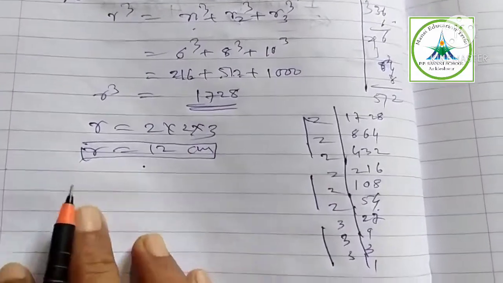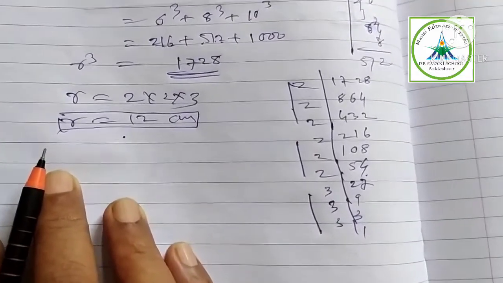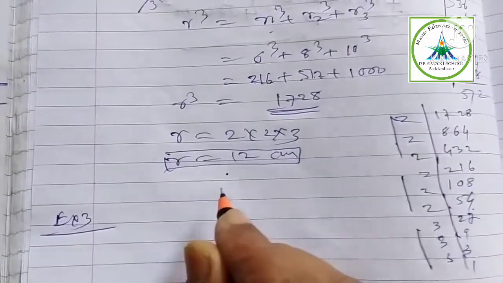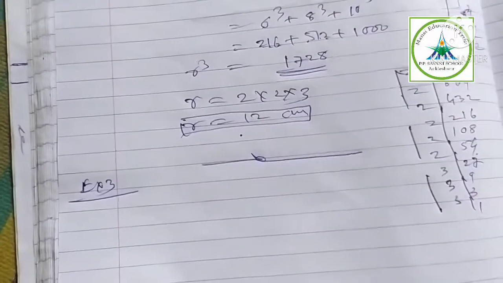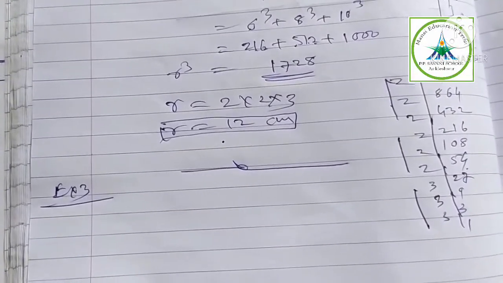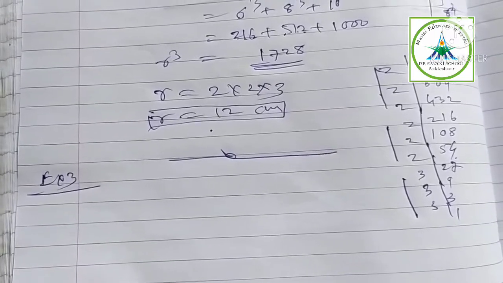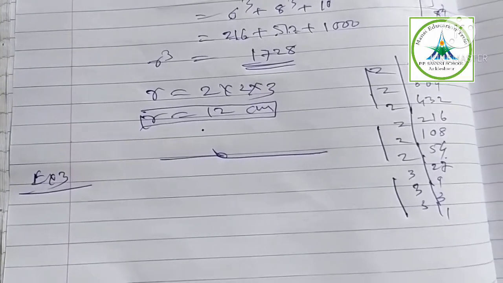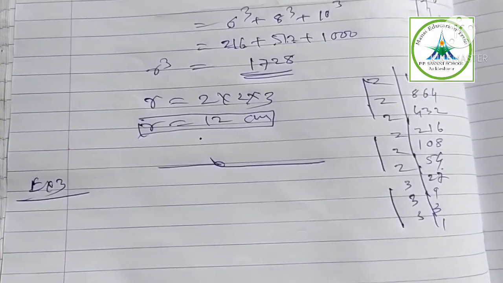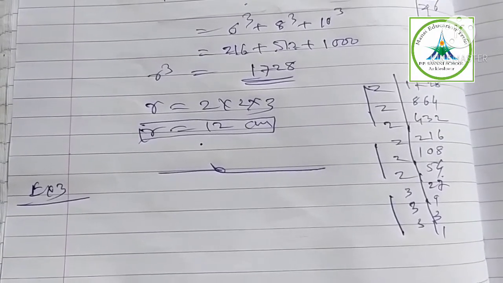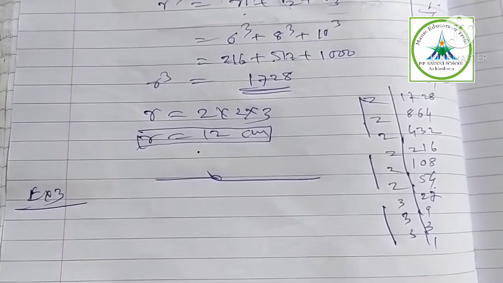Now I am taking example number 3. Example 3. See, very interesting, very simple. I am just reading: a 20-meter deep well with diameter 7 meter is dug, and the earth from digging is evenly spread out to form a platform 22 meter by 14 meter. Find the height of the platform.